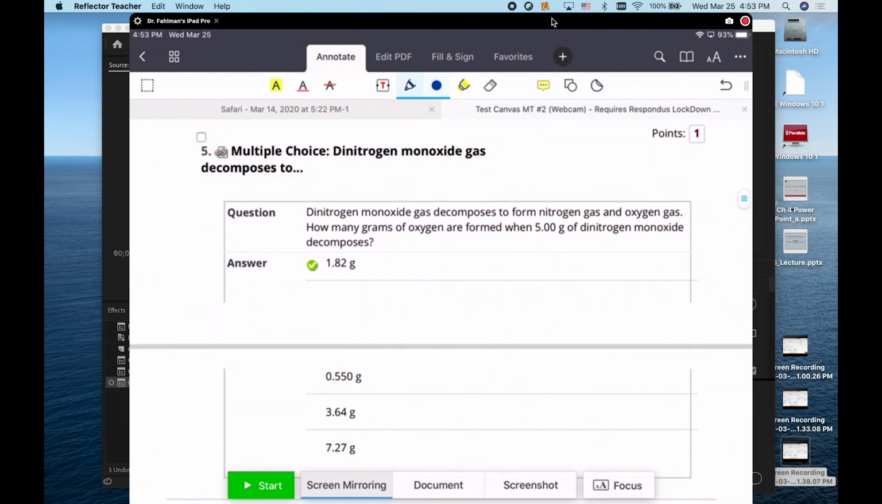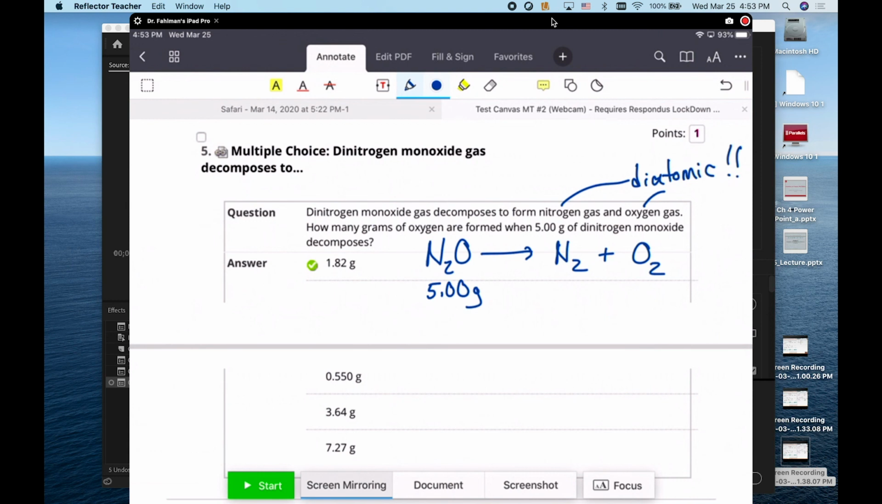Okay, this is dinitrogen monoxide, or laughing gas, or nitrous oxide. Decomposes to form nitrogen gas and oxygen gas. Remember, these are diatomic. So you have to have O2, N2. Now, how many grams of oxygen are formed when 5 grams of N2O decomposes? And we want to know grams of that, okay?